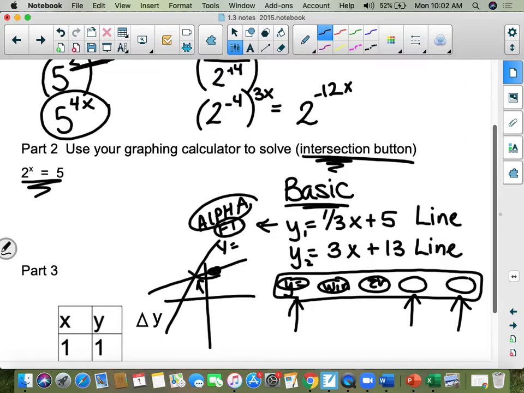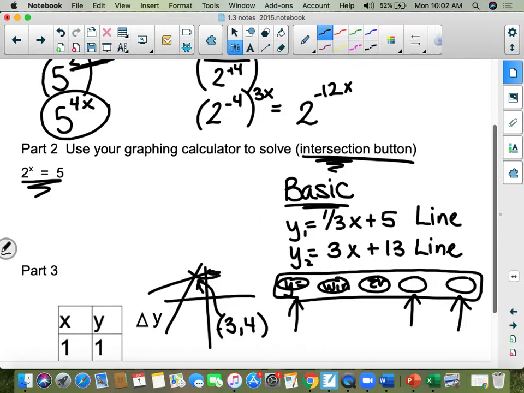It's guessing where it is. And now I hit the enter button one last time. At the bottom of your screen, it should say the intersection is at -3, 4. It does the work for you, your calculator. The intersection is at -3, 4. So these were two lines. Now we're going to do the same thing with this one.